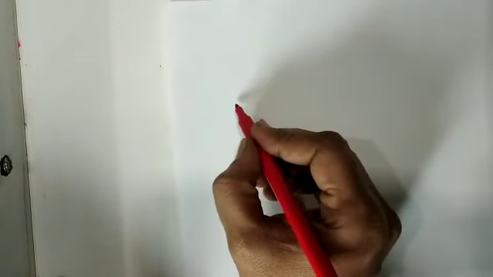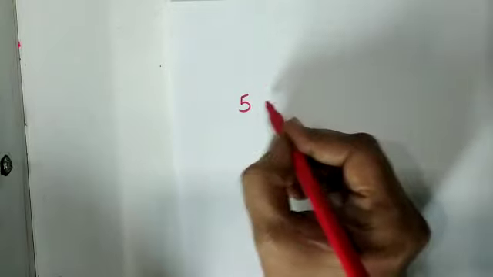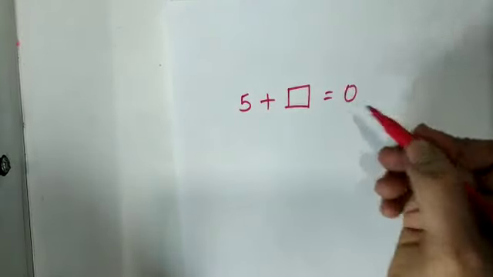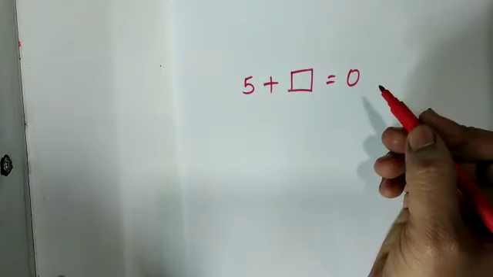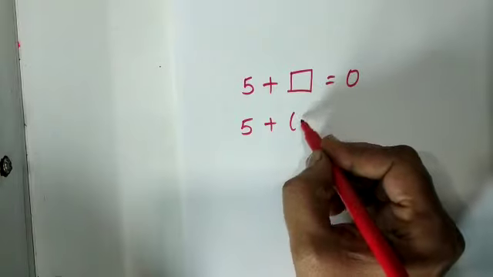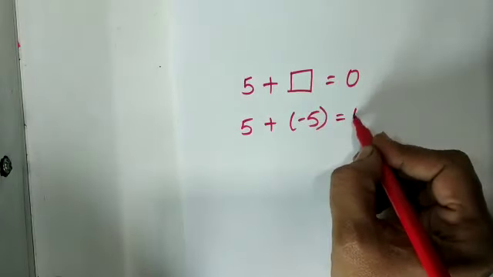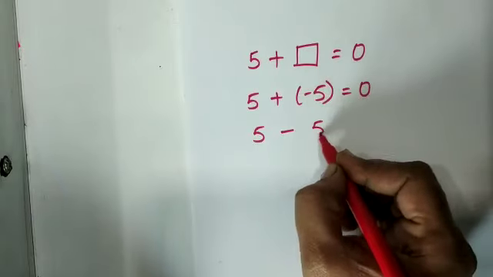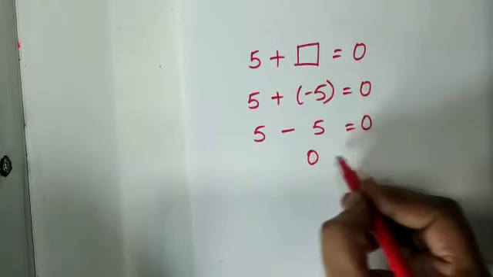Okay, so I'll just start with a simple question. If I ask you, 5 plus what gives me 0? I know many of you know the answer. 5 plus minus 5 is going to give me 0. If I open the bracket, plus minus is minus. So 5 minus 5 is 0.